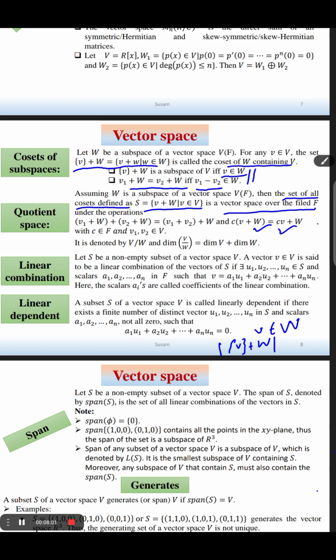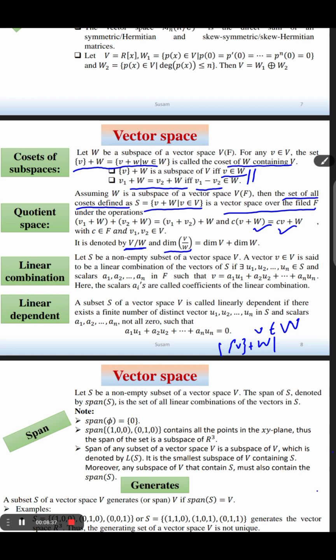So c·(V+W), that is cV, where V is in capital V and c is a scalar. W is a subspace: it is closed under, or preserves, vector addition and scalar multiplication. The quotient space is denoted by this, and I'll tell you about its dimension later today. In this lecture I am going slowly through the various definitions and topics to build up the definition of basis, which is very, very important.